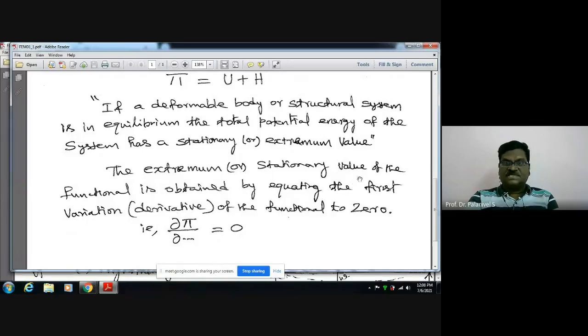The extremum or stationary value of the functional is obtained by equating the first variation. What is meant by variation? Derivative, differentiation of the function, to 0. Dou psi, or pi, whatever it is, divided by dou of that parameter, whatever variation notation you use, small a or x or whatever. That's why I put a dash here, is equal to 0. This way you have to determine with respect to that variable. Partial differentiation with respect to the variable must be 0.